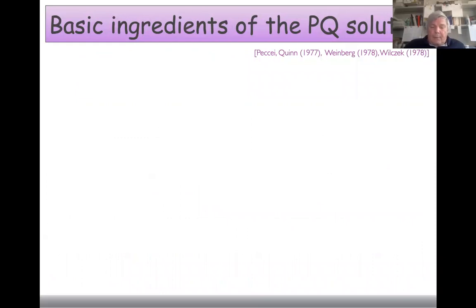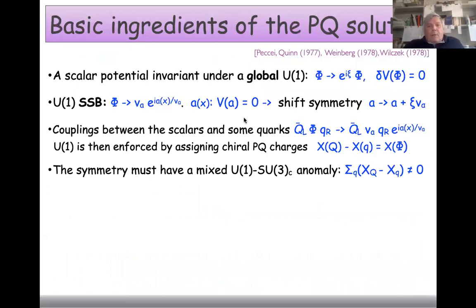The basic ingredients, very quickly, for the Peccei-Quinn solution. We need a scalar potential invariant under a global U(1). So you transform scalar fields with a global phase, and the potential must remain unmodified. This symmetry must be broken spontaneously, which means that you can replace phi with a vev, that is the order parameter of the spontaneous breaking, and a nonlinear representation of the Goldstone boson, which is given by the field divided by the scale of the breaking.